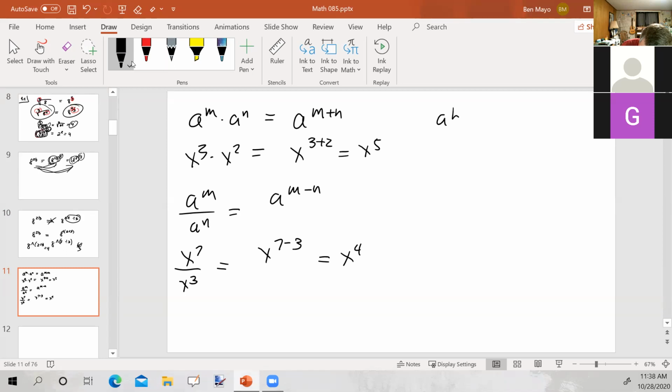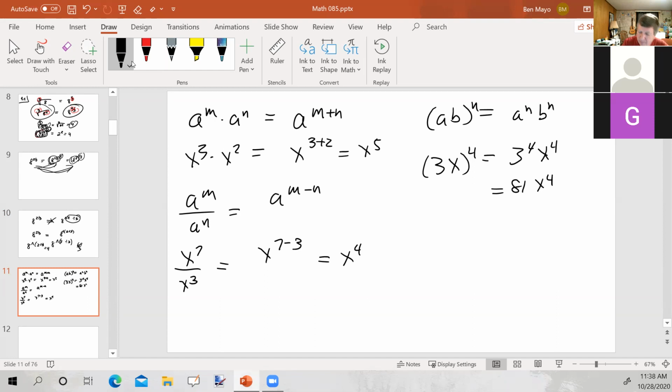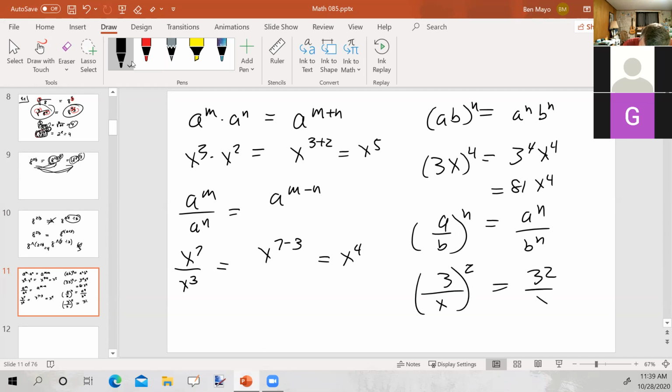Let's say you've got a product raised to a power. You attach the outside exponent to each factor inside. So if I've got 3x to the 4th power, that's 3 to the 4th power times x to the 4th power, which is 81x to the 4th power. If you have a quotient raised to a power, you attach the outside power to both the numerator and denominator. So if I've got 3 over x, squared, that's 3 squared over x squared, or 9 over x squared.